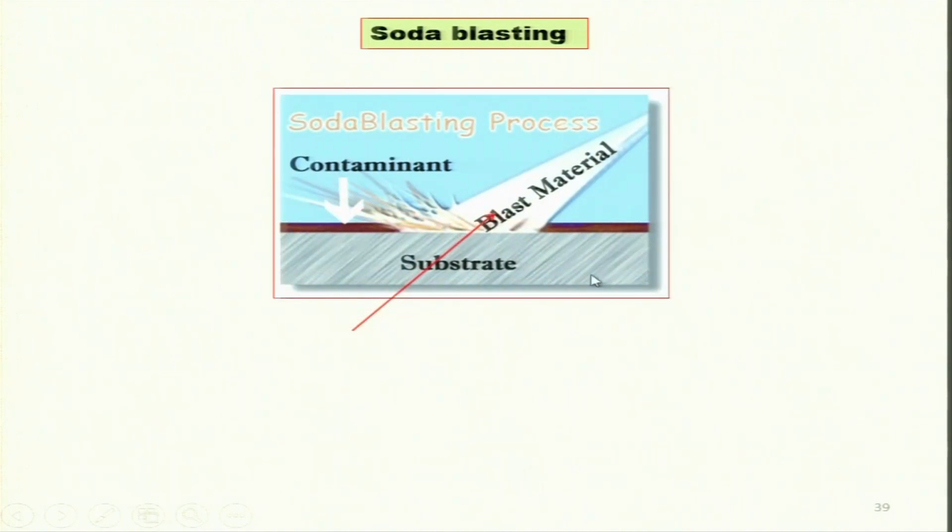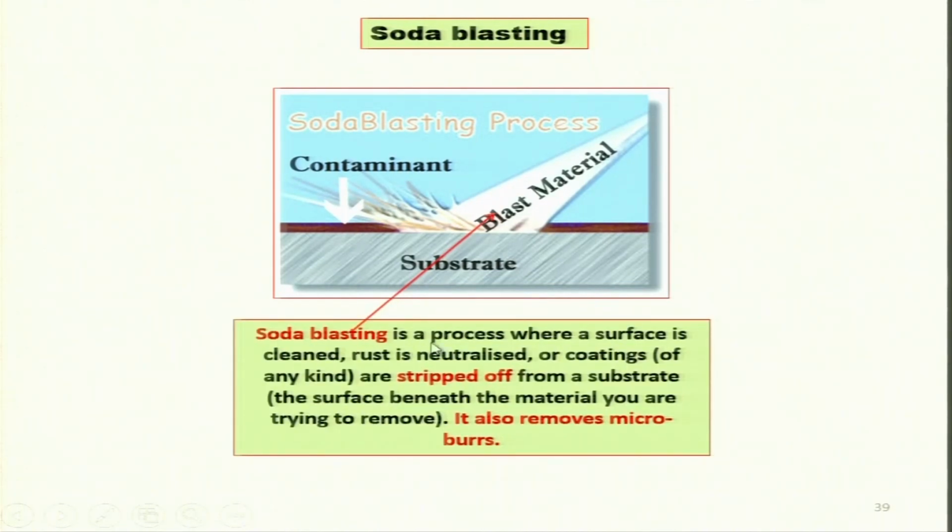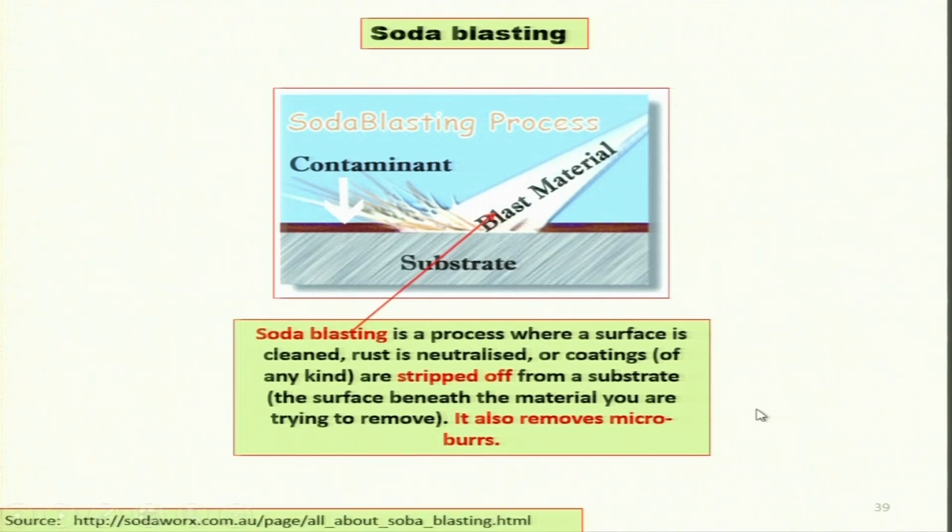Soda blasting, please see here, this is the material, that is, the workpiece surface or substrate, and this is the container. You are applying this liquid material which is removing the burrs, and we have already seen different kinds of burrs which are very loosely entangled with the workpiece. So when you apply the forced liquid, you can easily remove those burrs from the surface. Soda blasting is a process where a surface is cleaned, rust is neutralized, or coating of any kind is stripped off from a substrate. The surface beneath the material you are trying to remove, it also removes micro burrs. So this is what many industries are using for deburring purposes. This is the source.